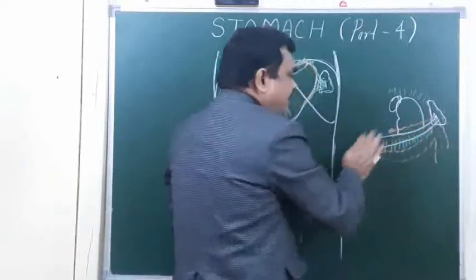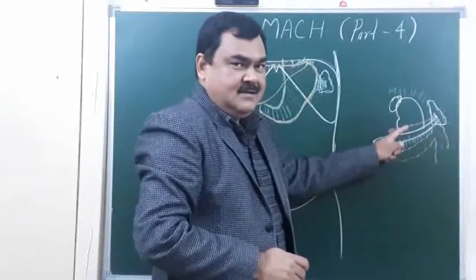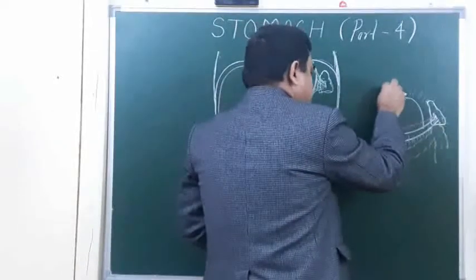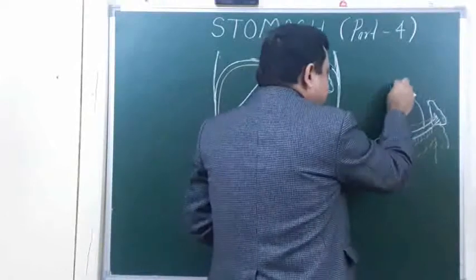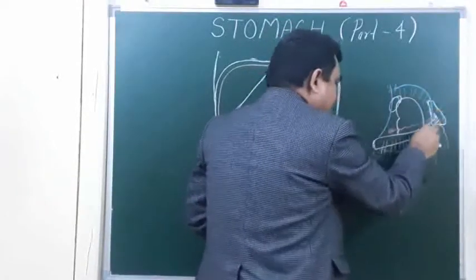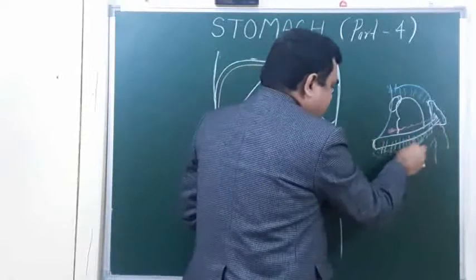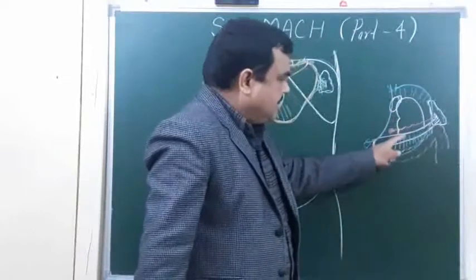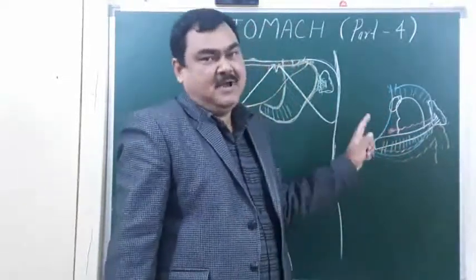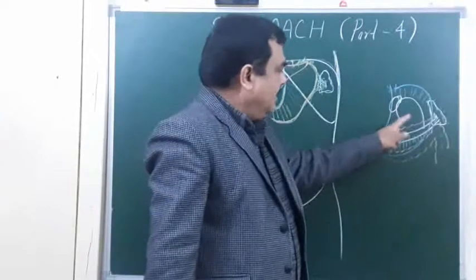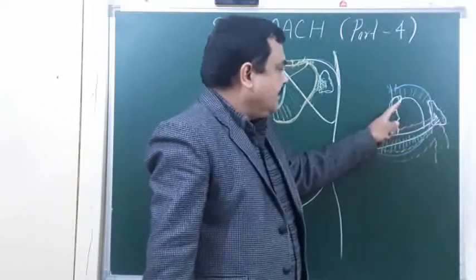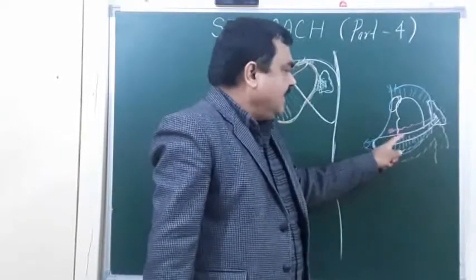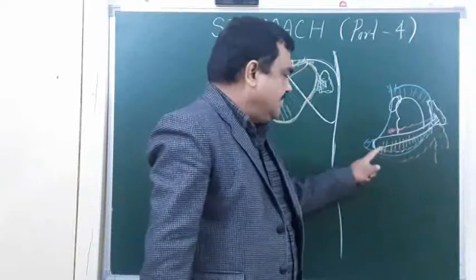These structures are covered by the lesser sac, and over the lesser sac there is the stomach. So here is the position of the stomach. Between the stomach and the deeper structures, there is the lesser sac. Remember, the structures forming the stomach bed are the left suprarenal gland, left kidney, splenic artery, and pancreas.